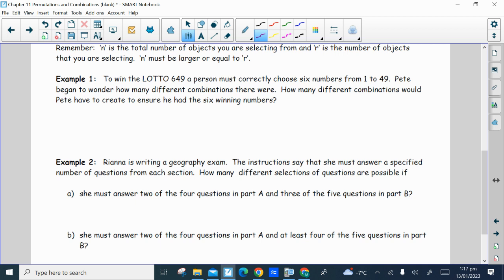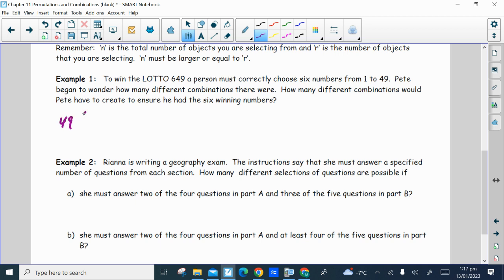One application of combinations is lottery. To win Lotto 6/49, you must correctly choose 6 numbers from the numbers 1 to 49. Pete began to wonder how many different combinations there were. You see, the order you pick your numbers doesn't matter. In the end, you end up with the same 6 numbers. So how many combinations would Pete have to create to ensure he had the 6 winning numbers?